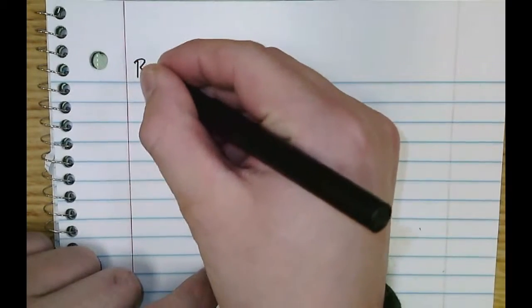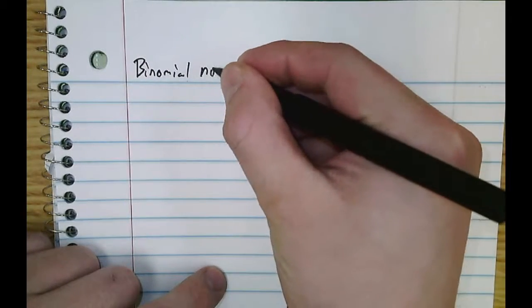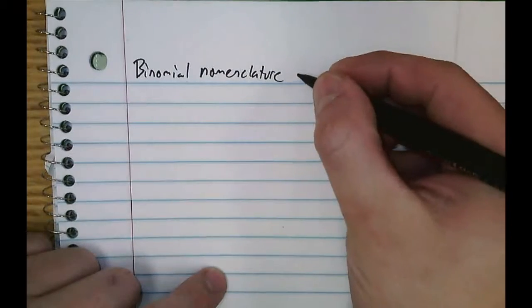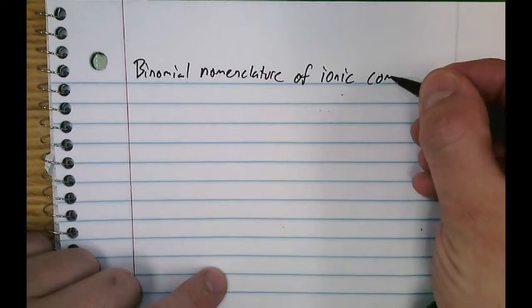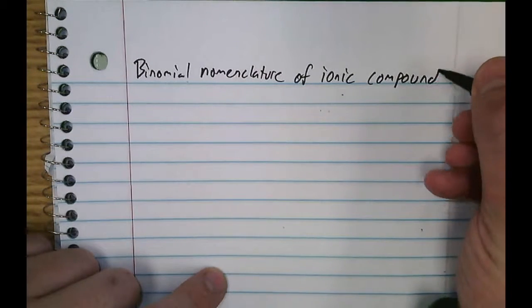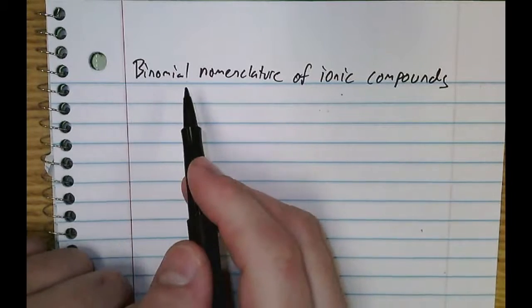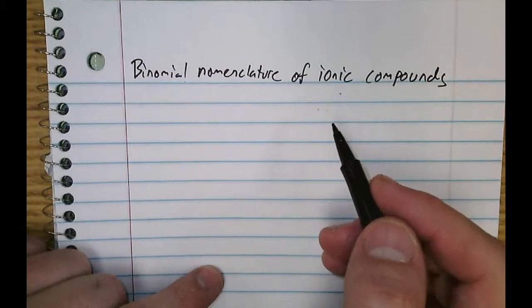Okay, so what we are talking about today is going to be binomial nomenclature of ionic compounds. So binomial nomenclature of ionic compounds. Binomial is going to mean two names. So to name an ionic compound, we're going to use two names.